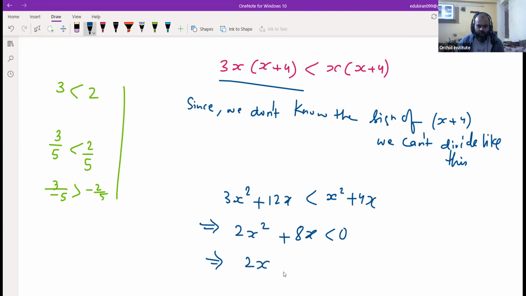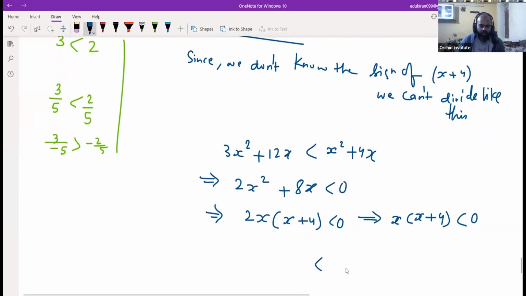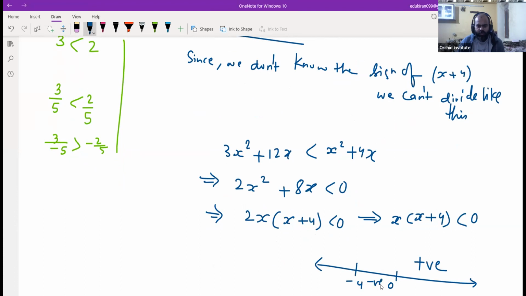Now take 2x common: 2x(x + 4) < 0. Since 2 is a constant, it will simply vanish. So x(x + 4) < 0. Now you have two zeros: one is 0, another is minus 4. So three regions are there: positive, negative, positive. The graph would be something like this. Are you following this? Yes, sir.